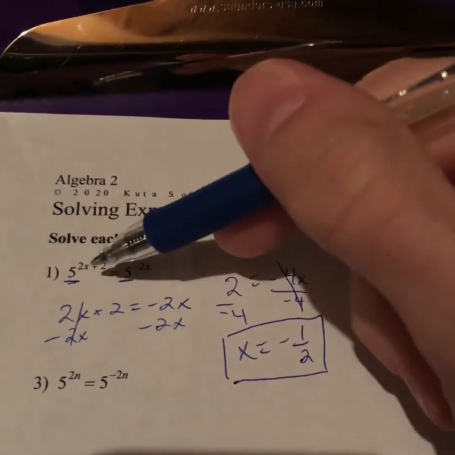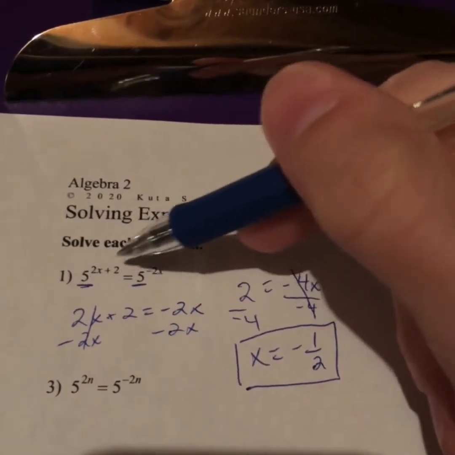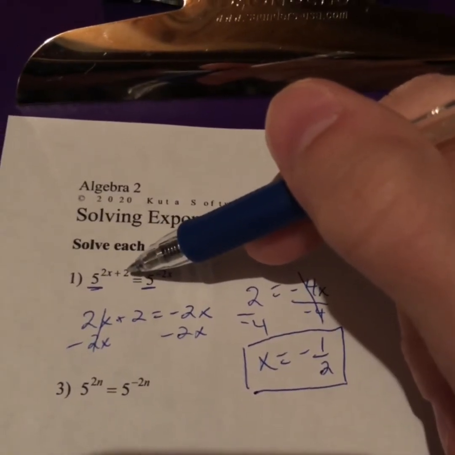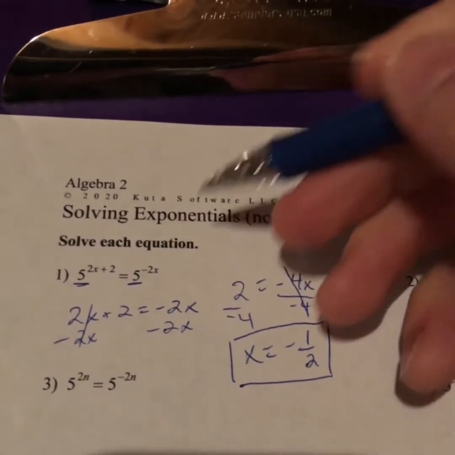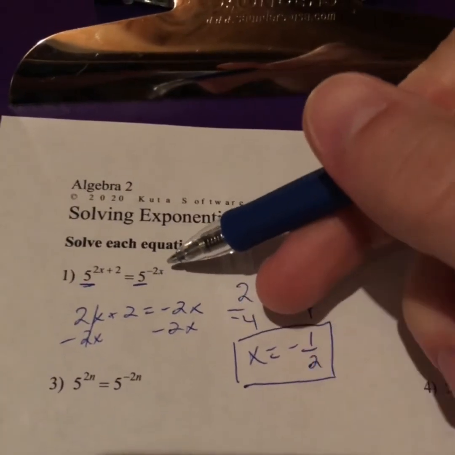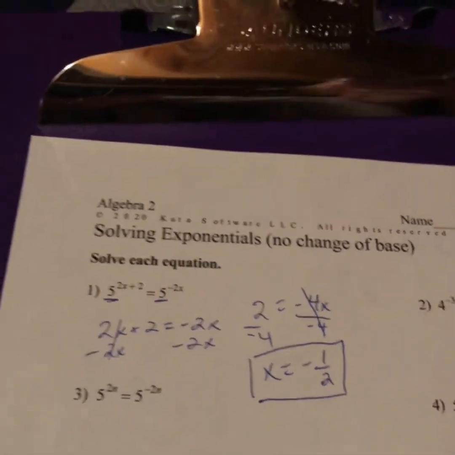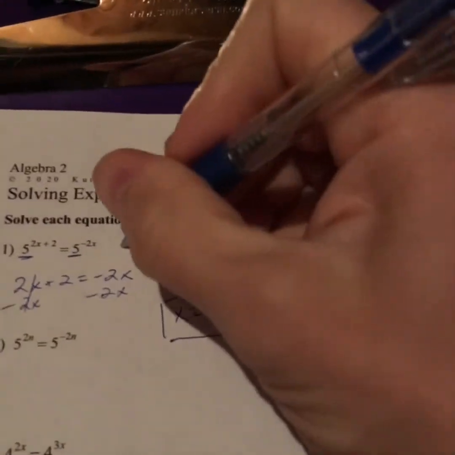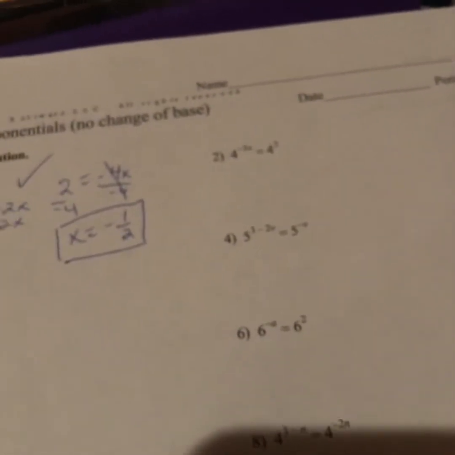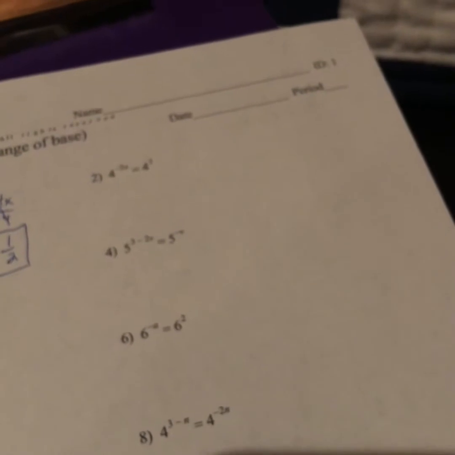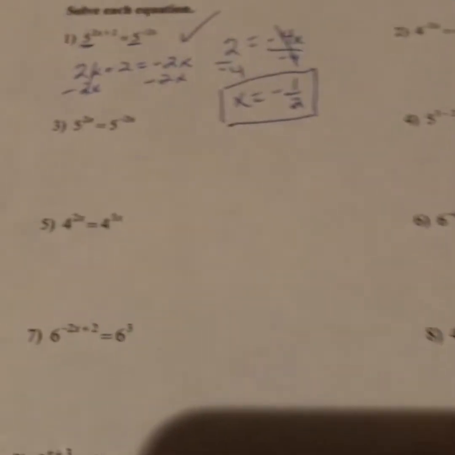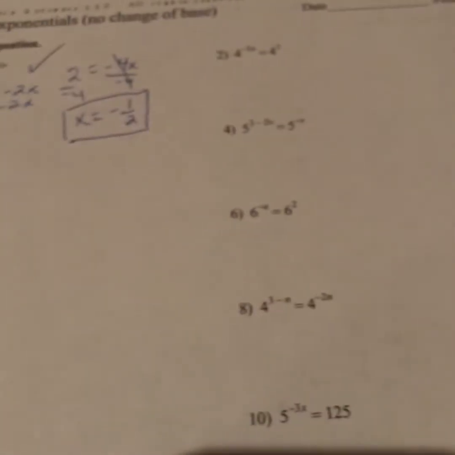2 times negative 1/2 is negative 1, plus 2 is just 1, so 5 to the first, that's 5. And then this would be negative 2 times negative 1/2, which is positive 1. So 5 to the first equals 5 to the first. 5 equals 5. Check, check, we're good. So you can do that for most of these, same with number 2, number 3, number 4, number 5, 6, 7, 8.